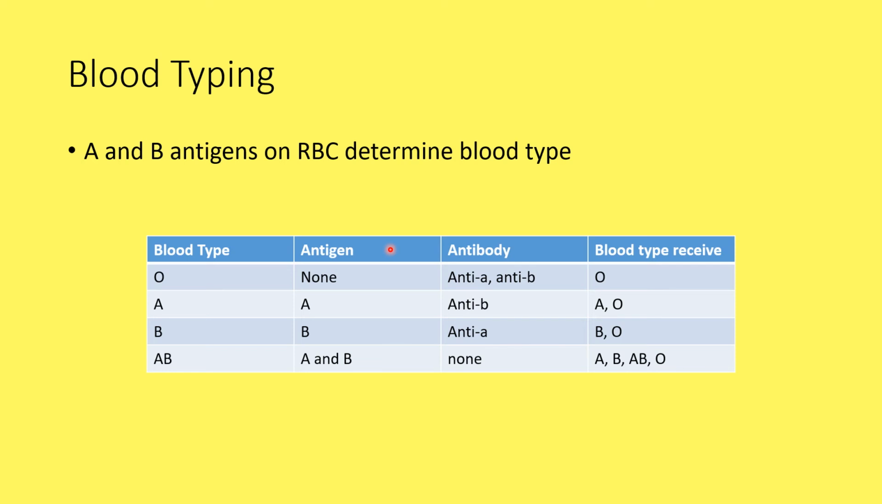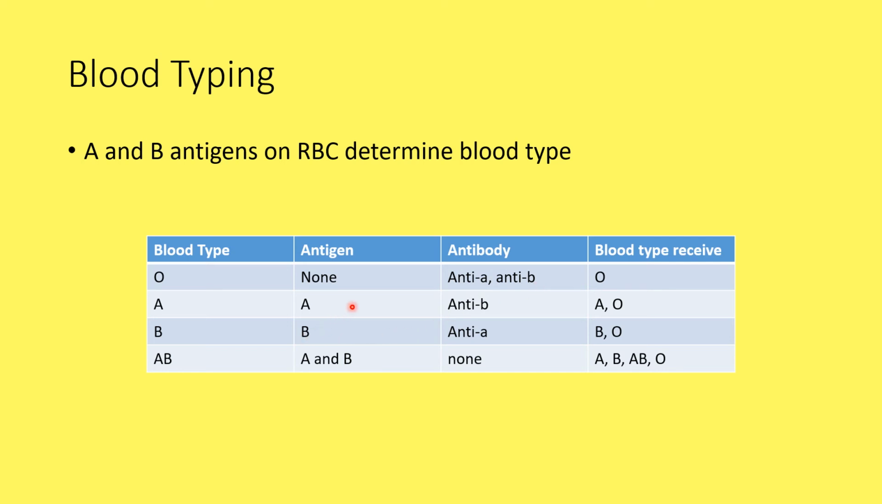With the ABO blood typing, you have four possibilities. An individual can be type O, type A, type B, or type AB, so you have O, A, B, and AB. Now, a person who is type O does not have any antigen on the surface of the red blood cell. Floating around in their plasma are anti-A and anti-B antibodies.